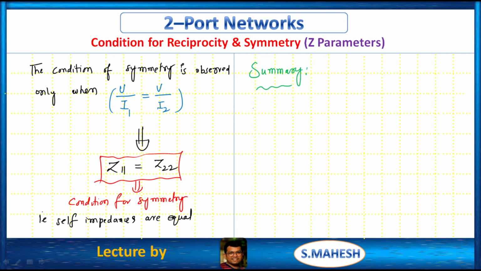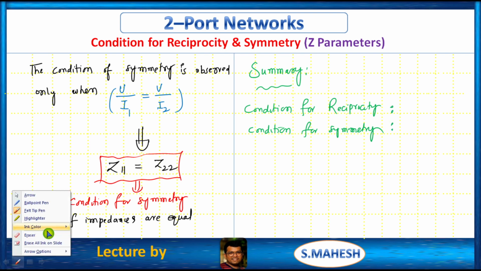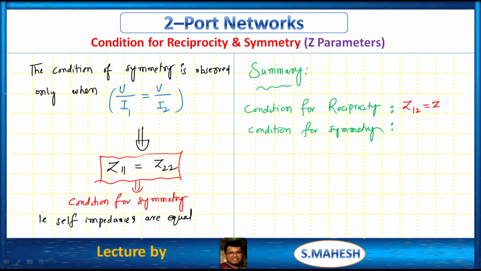Summary. Condition for reciprocity and condition for symmetry in case of Z parameters. What is the condition? Mutual impedances are equal for reciprocity. Condition for symmetry, Z11 is equal to Z22, that is, self impedances are equal.